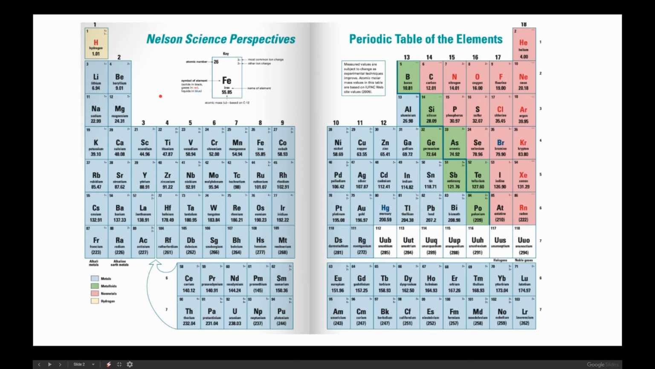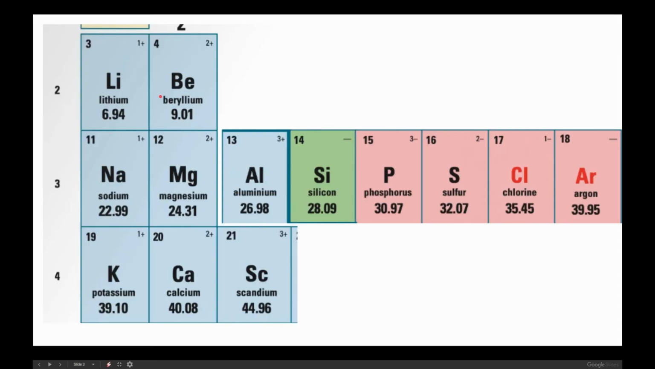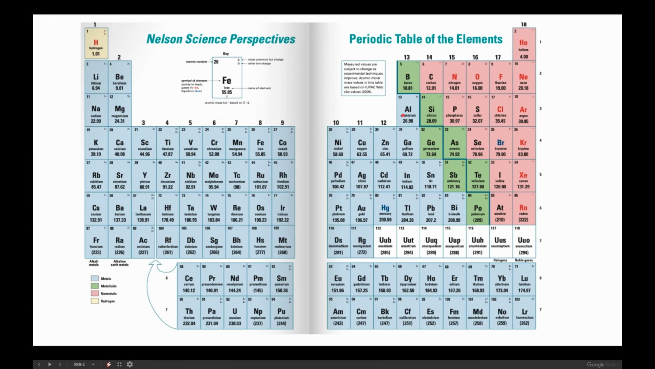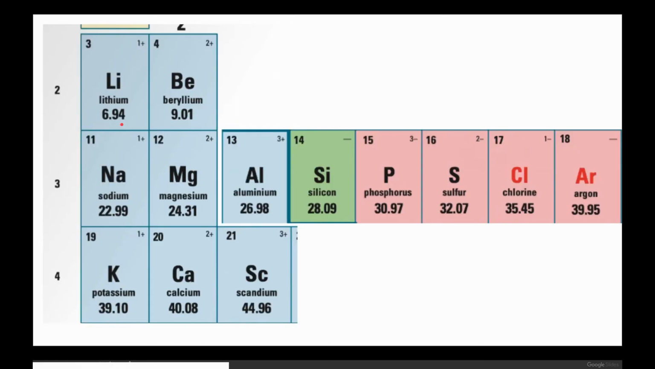Let's zoom in to a section of the table. I've dragged aluminum all the way over. So you see what I'm doing here? I'm taking this section between the goalposts and I'm going to drag it all the way over here so we can look at it together. Look at these little charge numbers at the top. This is the answer to your assignment.